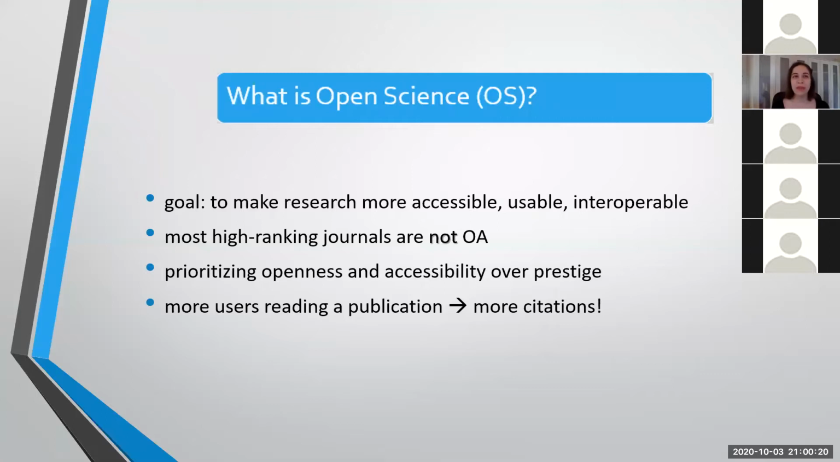And if you think about it, openness and prestige don't necessarily have to be mutually exclusive, because the more users have access to your publications and the more readers read your work, the higher the likelihood that you will get cited. And then your impact factor will naturally increase. So open science really benefits anyone if you think about it.